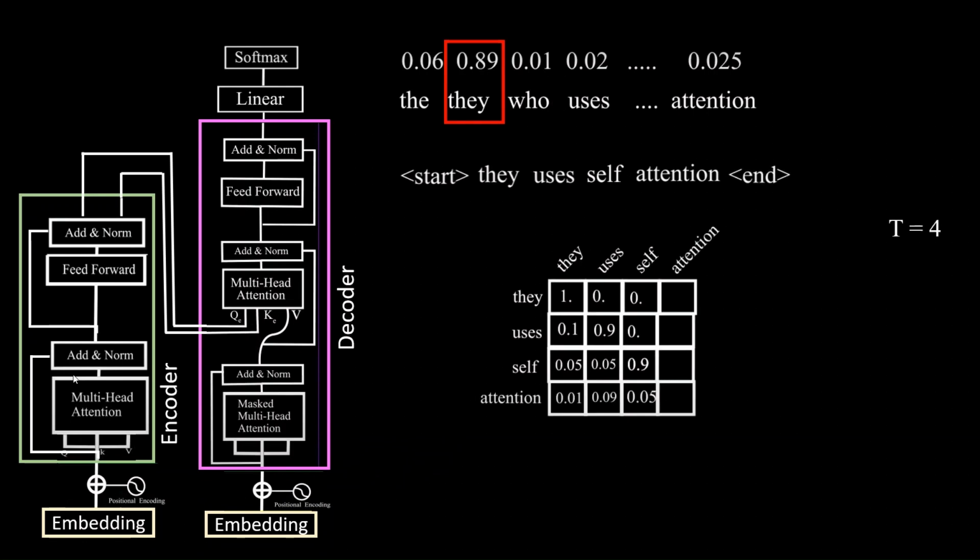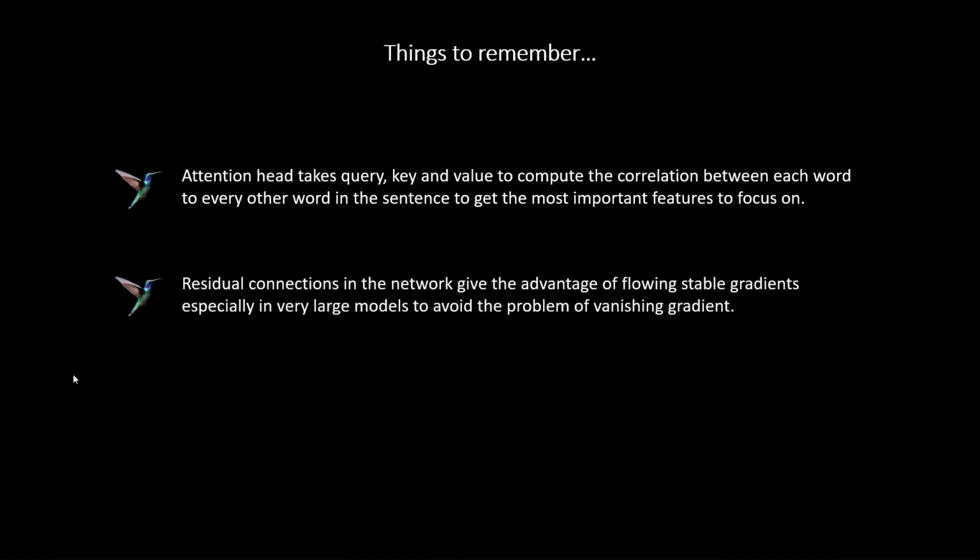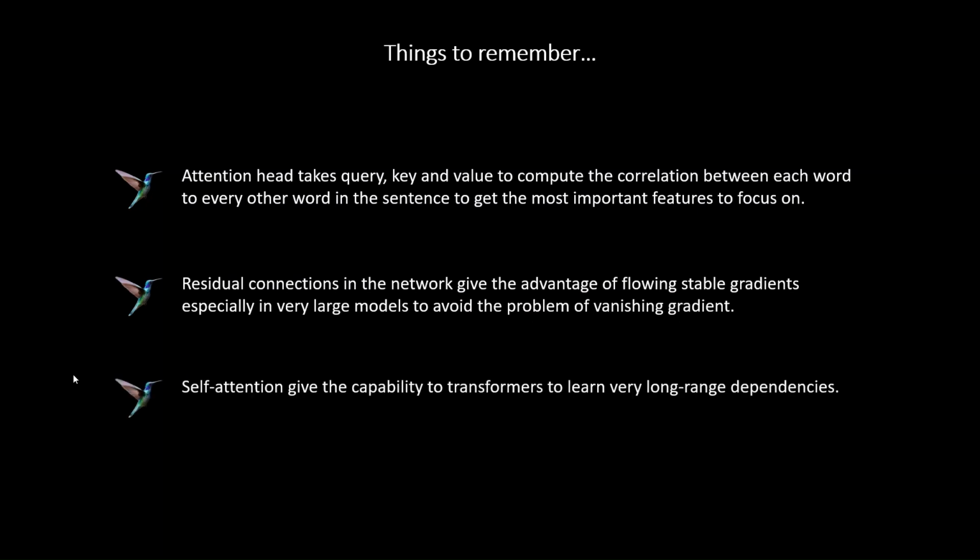And that's how self-attention works, like the soul of the transformer. So there are three things to remember. One is that the attention head takes query, key and value to compute the correlation between each word and every other word in the sentence to get the most important features to focus on. And the residual connections in the network give the advantage of flowing stable gradients, especially in very large models, to avoid the problem of vanishing gradient. And the third is that self-attention gives transformers the capability to learn very long range dependencies.